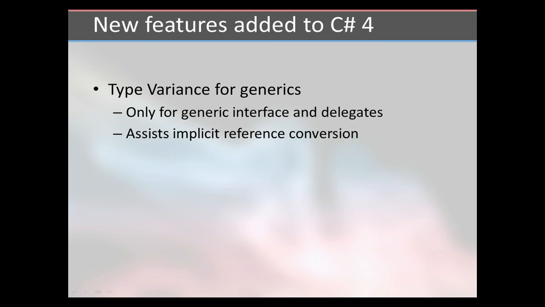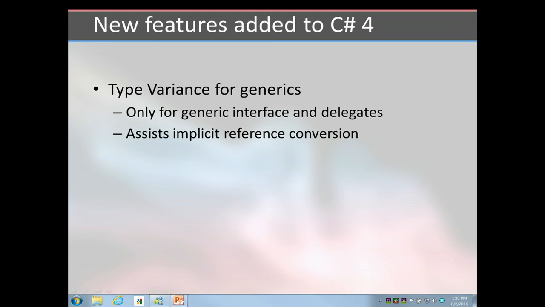Finally, type variance has been added for generic interfaces and delegates. This allows generic interfaces and generic delegates to mark their type parameters as either covariant or contravariant, which enables implicit reference conversions. As I mentioned earlier, you can learn more about some of these enhancements later in the course.